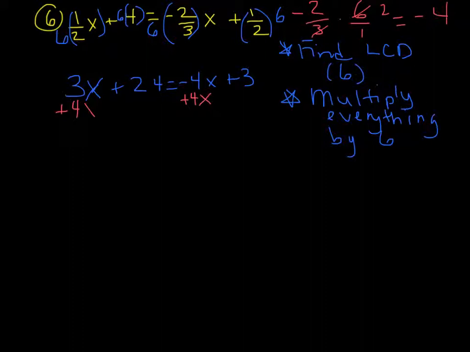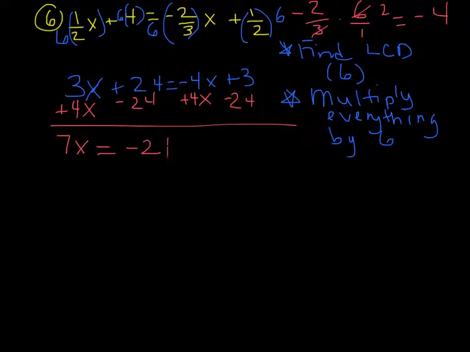of that negative by adding it to both sides, which gives me a 7x for the variables. I'm also going to subtract the 24 on this step. That's going to give me 7x equals negative 21. My final step is to divide both sides by 7, which gives me an answer of x equals negative 3.